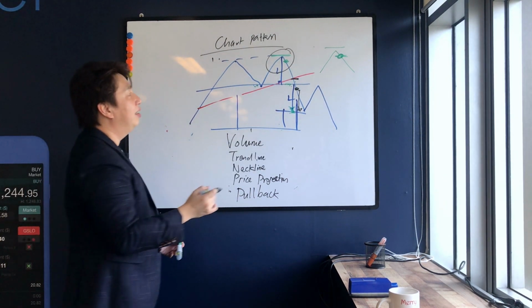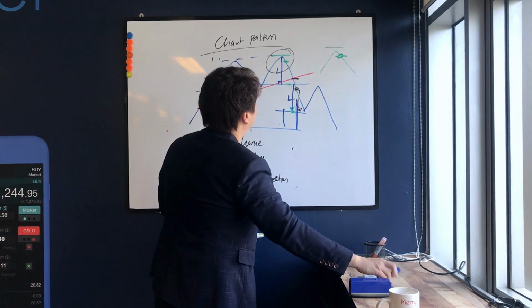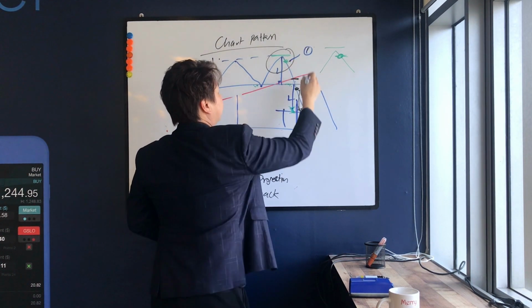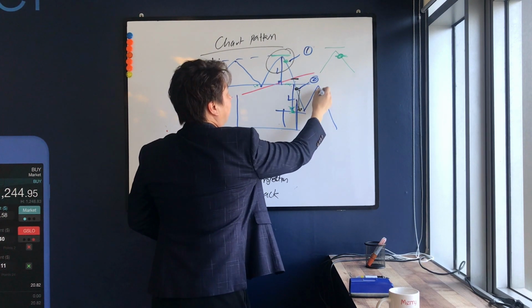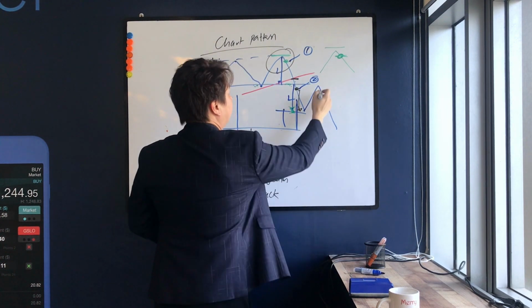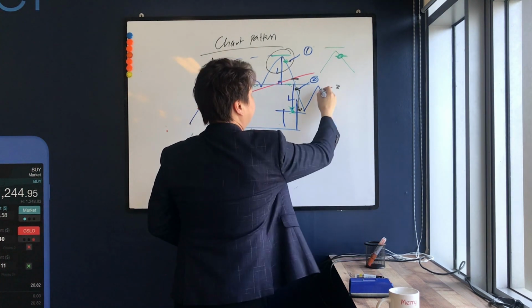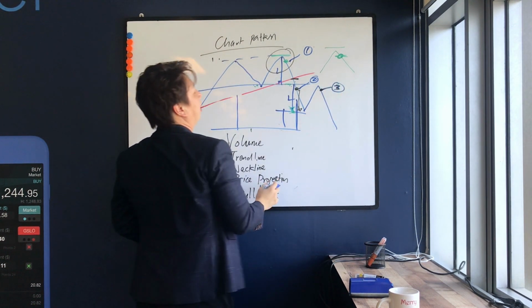Okay, and the third way, okay, I write this down. The first way is to enter here. Okay, the second way, enter here. And the third way is actually to enter over here on the pullback. Okay, so at the pullback, the third signal, you can also enter over here.